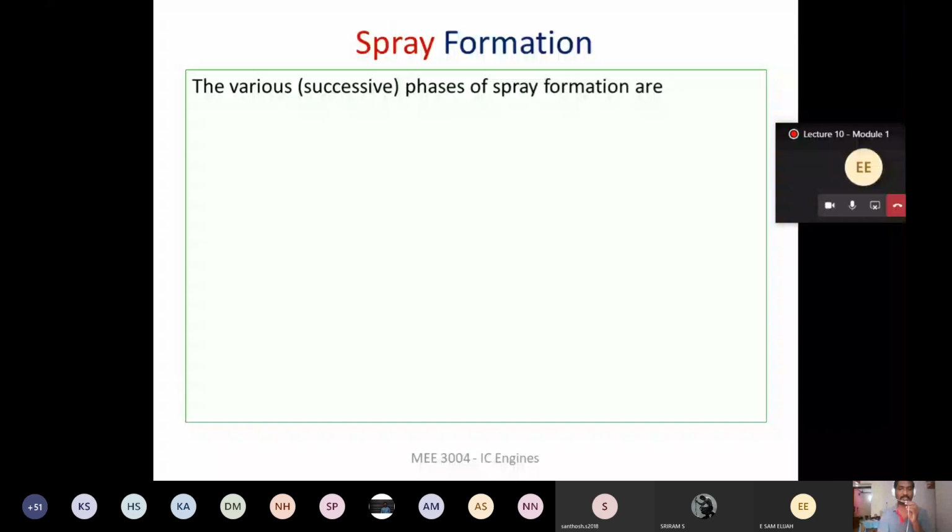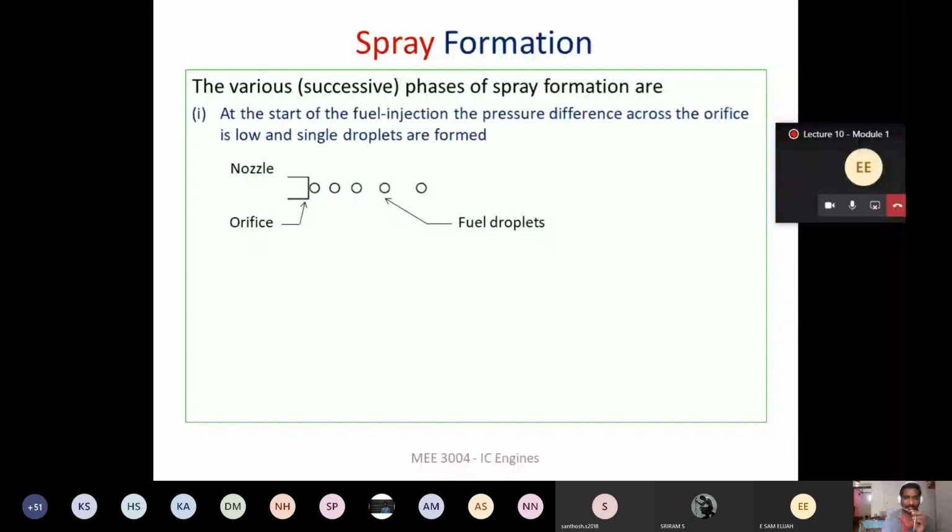So, coming to the different phases of spray formation, right? It can be an electronically controlled fuel injector, or it can be a mechanically operated fuel injector. These are some of the phases of spray. Initially, when the fuel nozzle opens, at the beginning the pressure drop will be less, right? The pressure drop across the orifice is going to be less. Because of that, the fuel is going to come out in the form of droplets. This is during the initial stages.